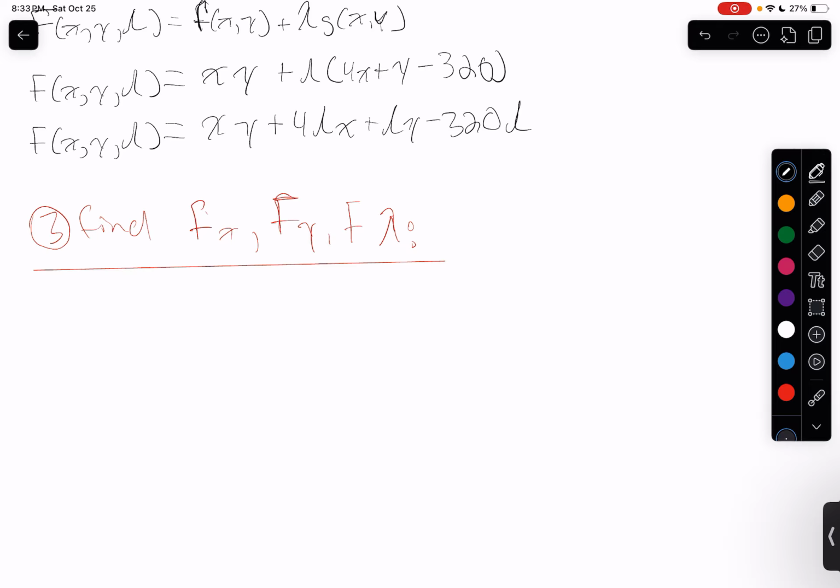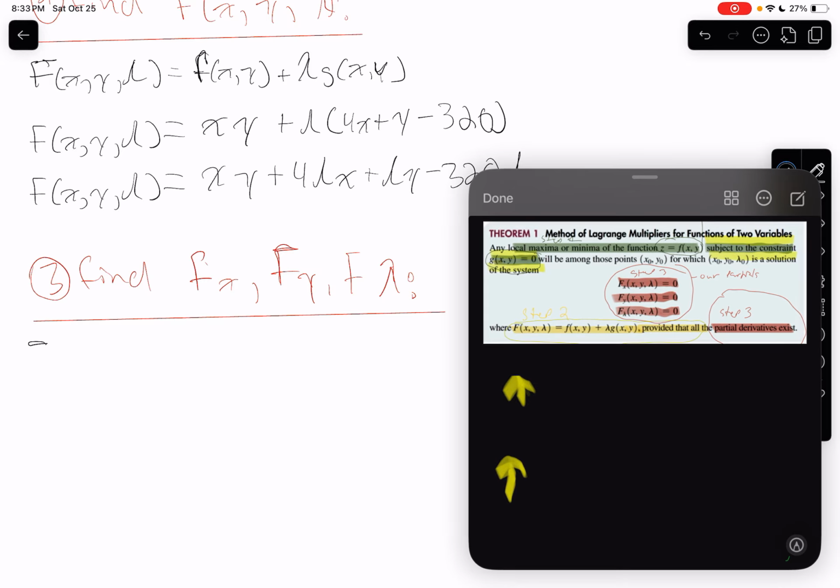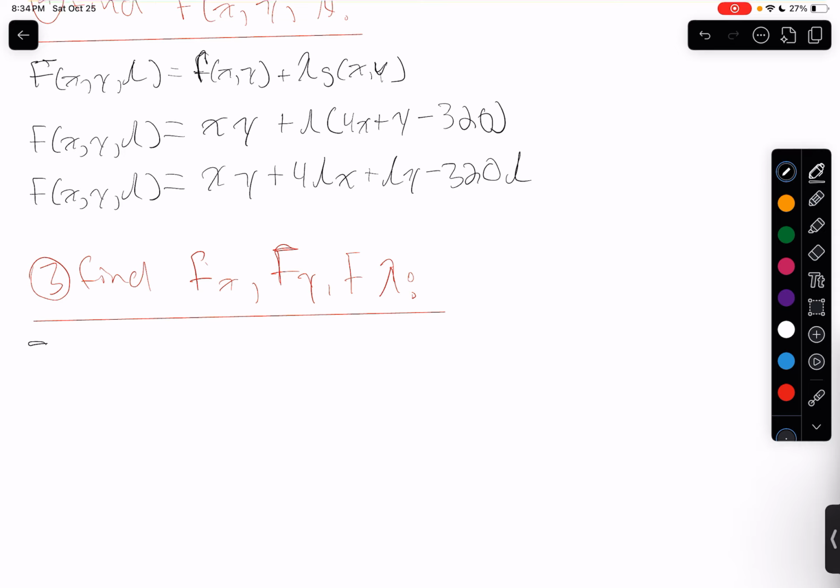And work our way through the problem because I assure you it's not really difficult, okay? But it does take some attention. We're going to use this to find capital F x, capital F y, and capital F lambda, which are our partials, okay? And then we're going to set these partials to 0. So we'll begin with the capital F x, which equals y plus 4 lambda, okay?